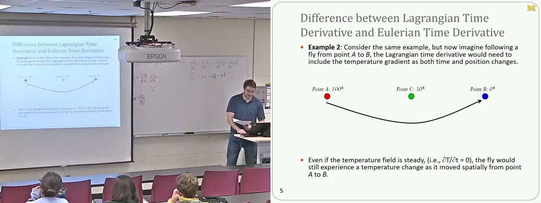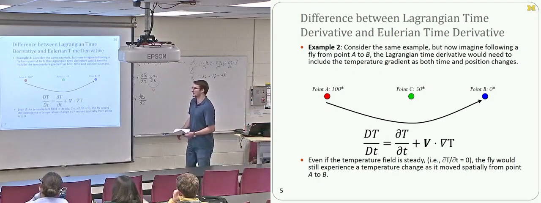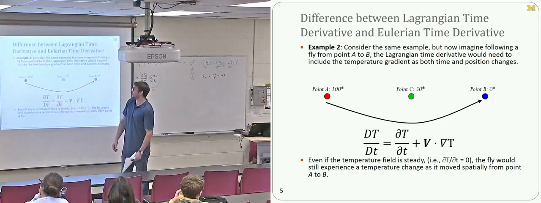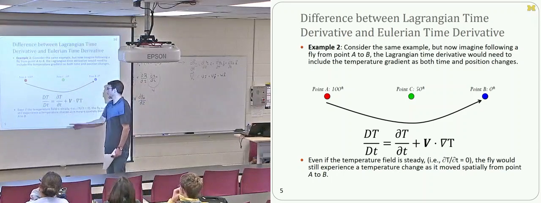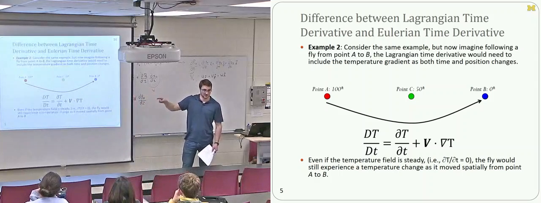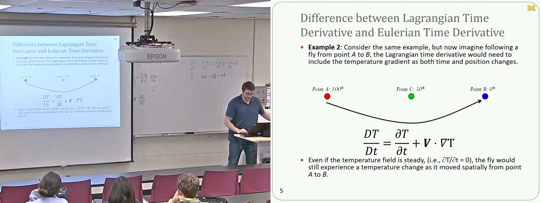And so the way we write this, just as we did with the ramp case, is that the rate of change of the temperature of the fly is equal to the unsteadiness in the room plus the rate at which it travels through a spatially changing temperature field.